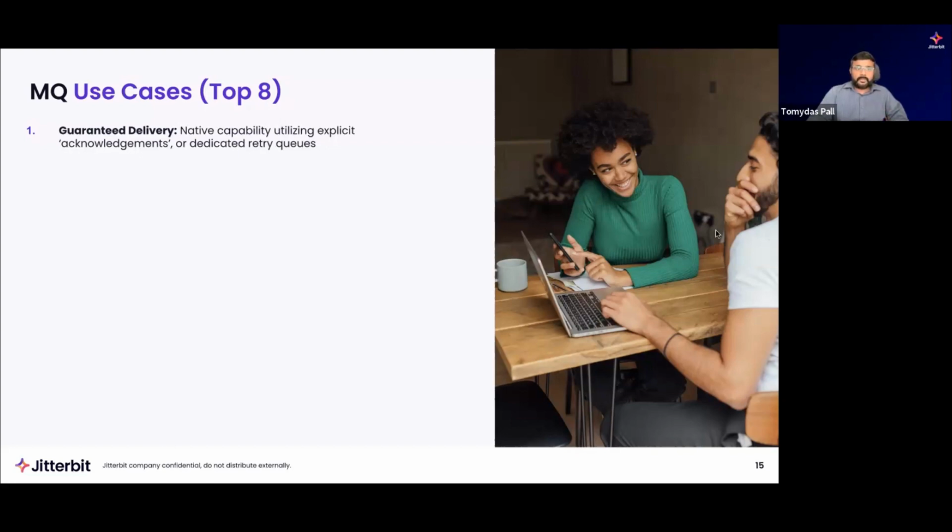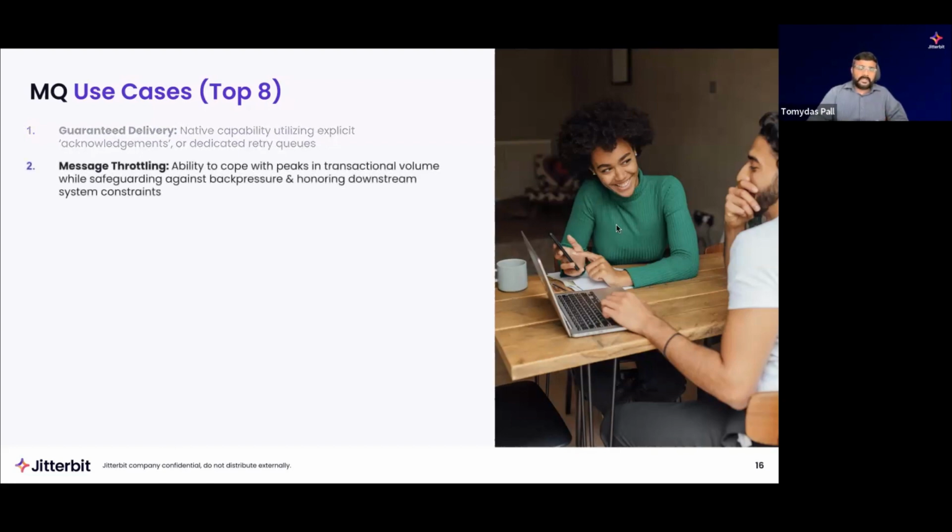The second capability is message throttling, which basically addresses the case when you have large spikes in data transmissions happening, which can impact the bandwidth as well as the overall performance of the systems.